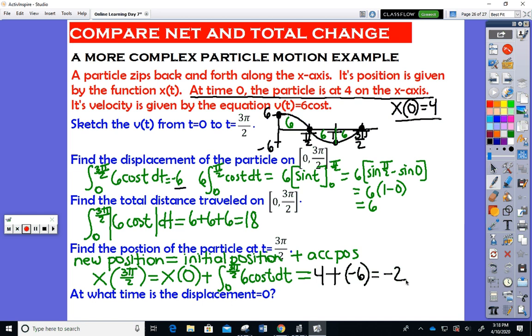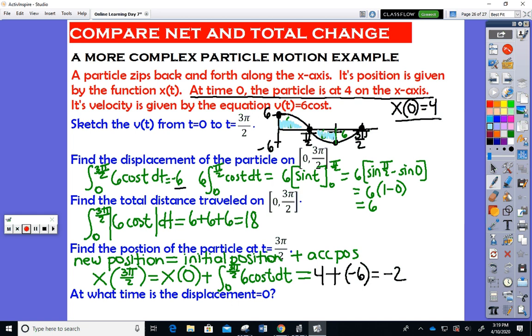So at what time is the displacement 0? So does it make sense that you're looking for the time where, as far as it's moved to the right, it moves back that far to the left, so it winds up back on the origin? Well, do you all realize that would be at time pi? Because the area here is going to be equal to the area there, and they're going to cancel each other out.